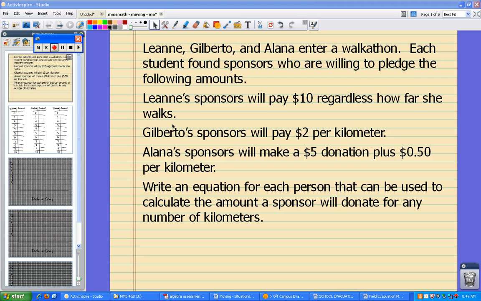This situation should look a little familiar. It's the last one on the sheet that you folks were practicing. You're going to try again. You're going to make a table for each person: one for Leanne, one for Gilberto, and one for Alana. And then let's see what you come up with.